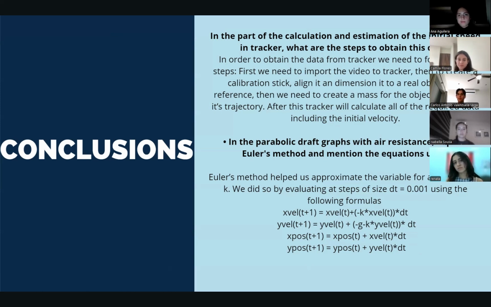For the Euler's method, we use the same formulas as mentioned in the slide for the MATLAB code, which are the ones in this slide.